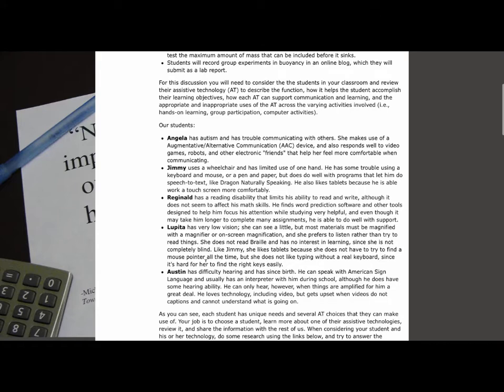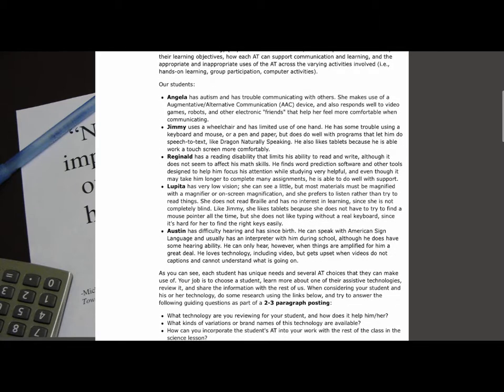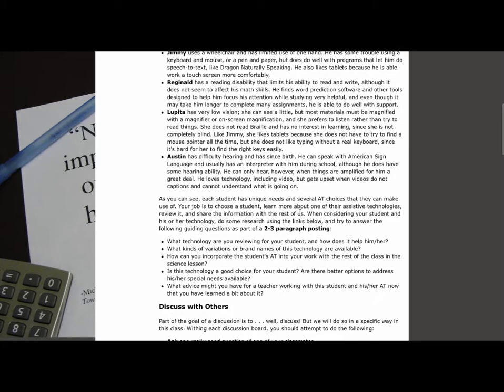So that's what you're doing in your classroom, and now you're going to think about your students, and you have 5 students that you can choose from. You only need to concentrate on one: Angela, Jimmy, Reginald, Lupita, and Austin. They each have their own unique abilities and needs, and so you can read about them and then think about how they and their technologies are going to work within this science lesson that you're working on, including what is the technology that they're using.